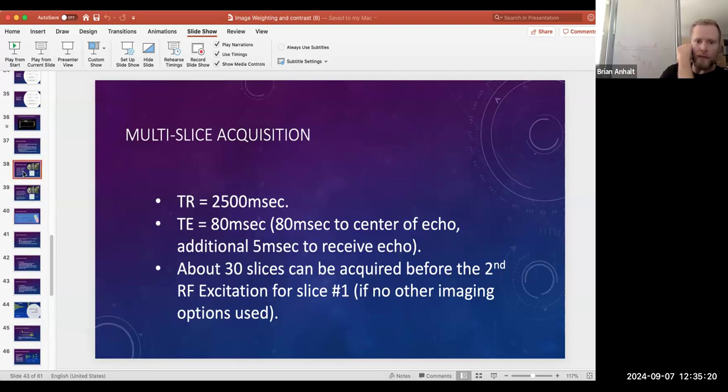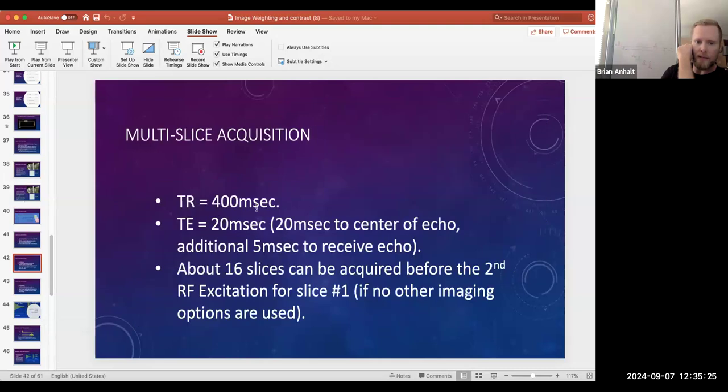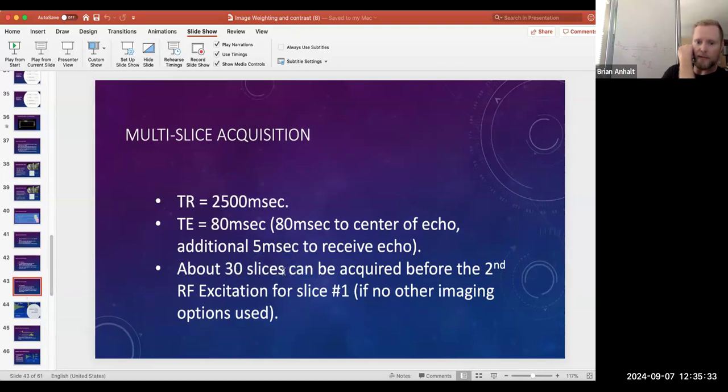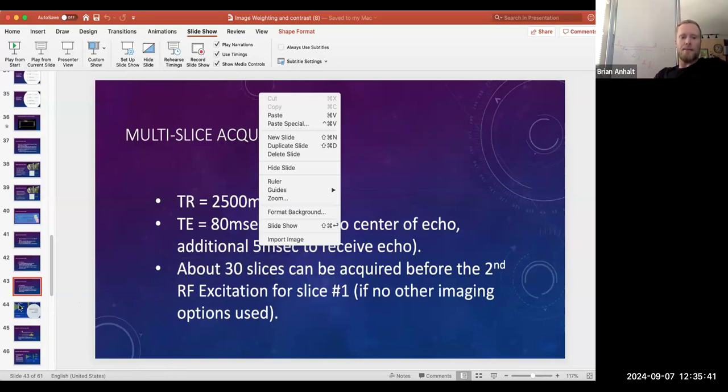So that being said, a T1 weighted sequence is always going to have less slices available than a T2. There's other things we can do to account for that, though. We'll talk about that later.